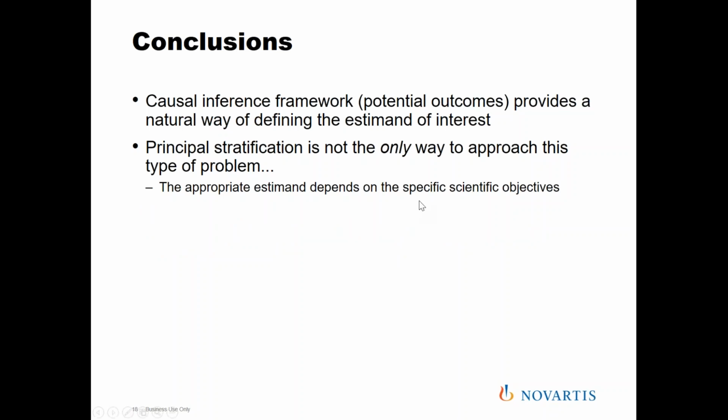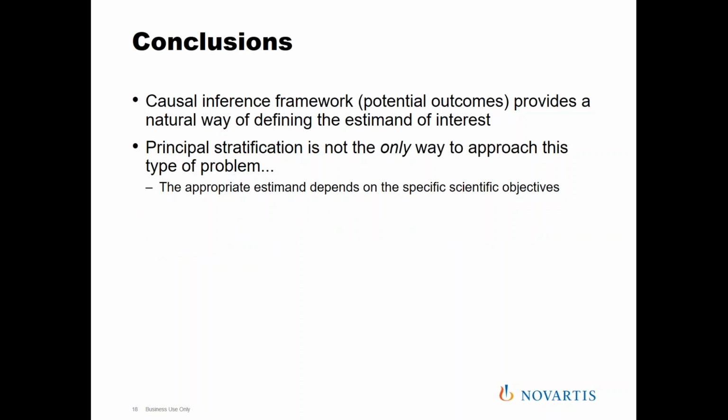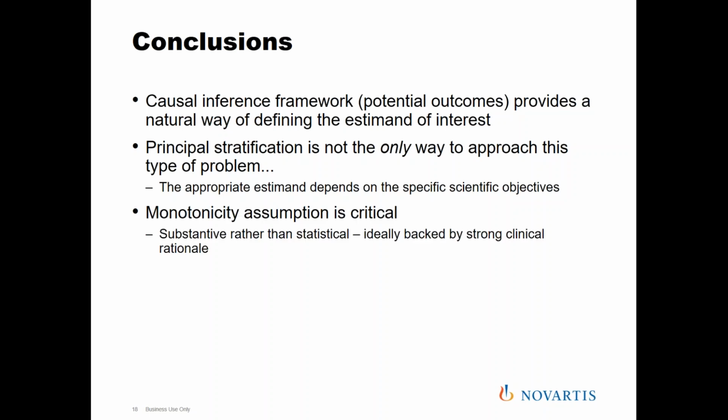So, to conclude, I found the causal inference framework, and in particular the use of potential outcomes, a very natural way of working in this setting to define the estimand of interest. Principal stratification is just one way that you can approach this type of problem where you have an intercurrent event that needs to be taken into account somehow. It's not the only way, and the appropriate choice really depends on the specific scientific objectives in the particular case.